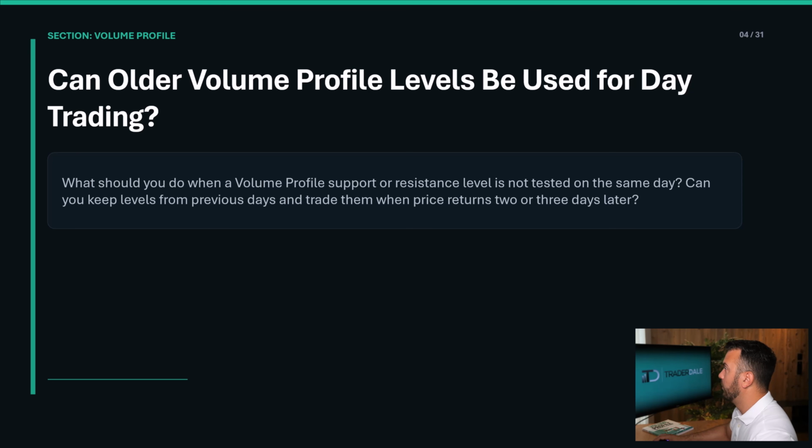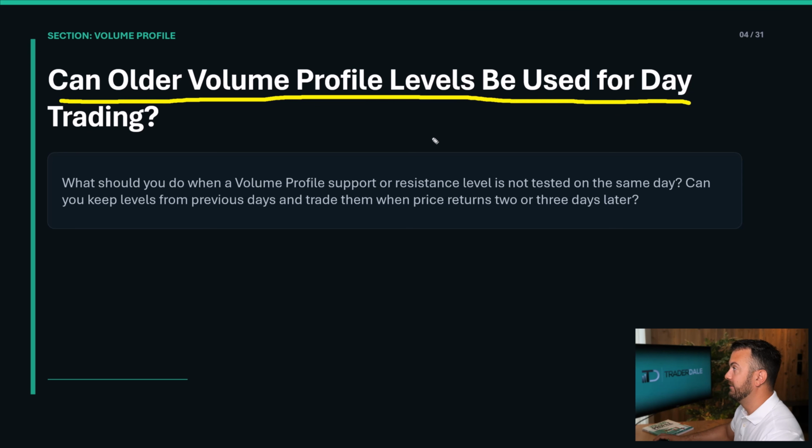Now, question number 4 is a bit similar to the previous one. Can older volume profile levels be used for day trading? Yes, absolutely. I do like to trade older levels, and even if they are a couple of weeks old, I still trade them. I would say the threshold is around like 1 month. If I were to trade older levels than 1 month, they would need to be very, very strong levels. Like, for example, the weekly point of control or something like that.